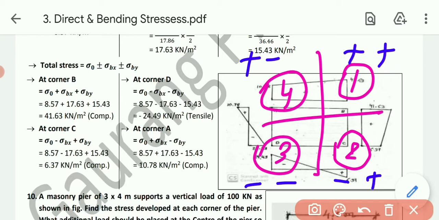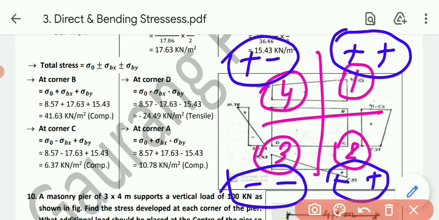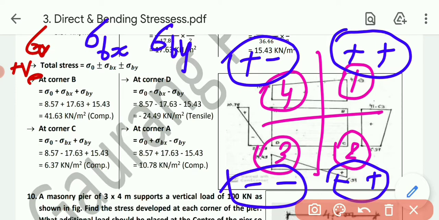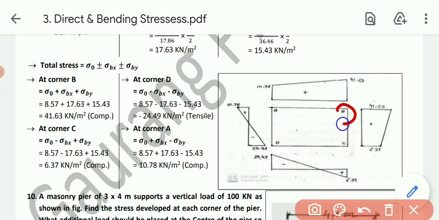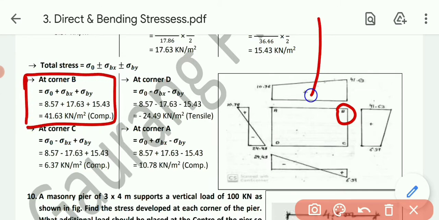Now we are using two terms. Out of these two terms, the first term is sigma bx, while the second term is sigma by. While sigma 0 will always be positive, there is no problem with that one. So in the first quadrant, that is at B, this is our first point. The formula will be, as I told you, plus plus. So sigma 0 is always plus, sigma bx plus, sigma by plus.